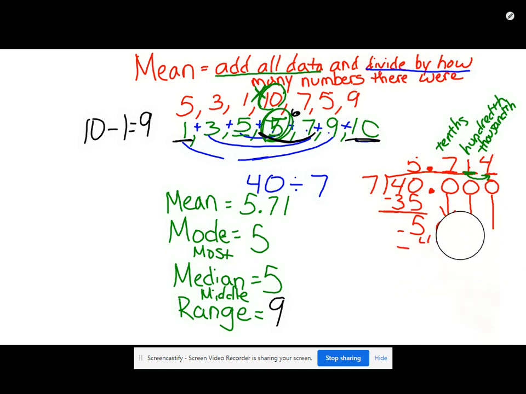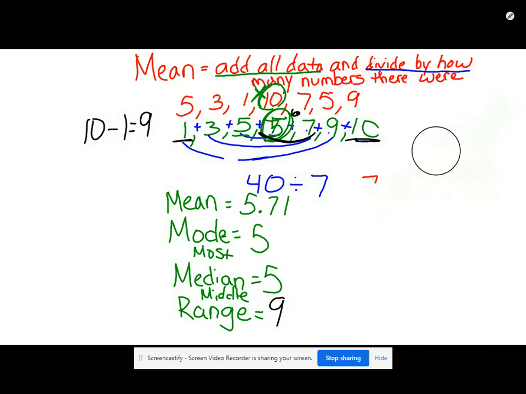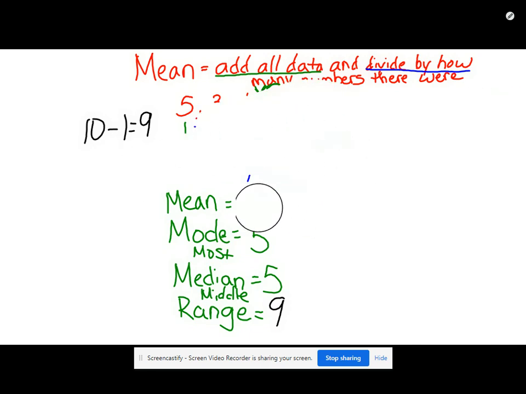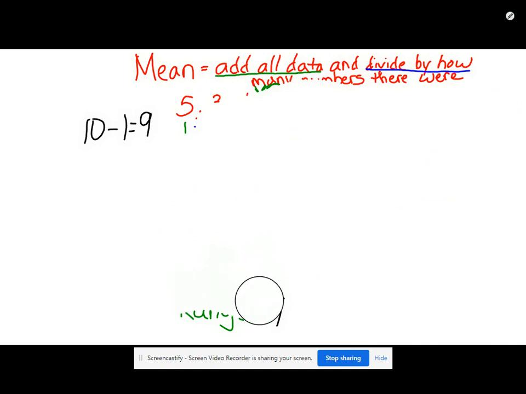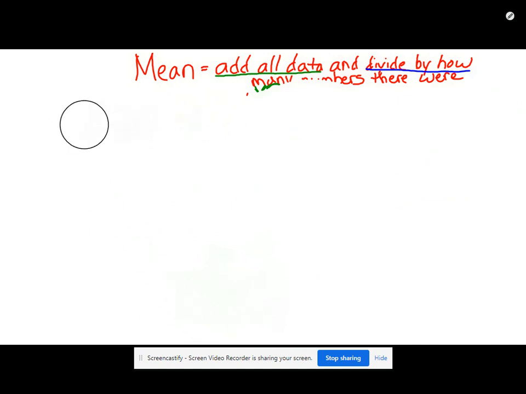All right, so we covered long division with decimals. We covered rounding those decimal places. We've covered mean, median, mode, and range. Let's review fractions.